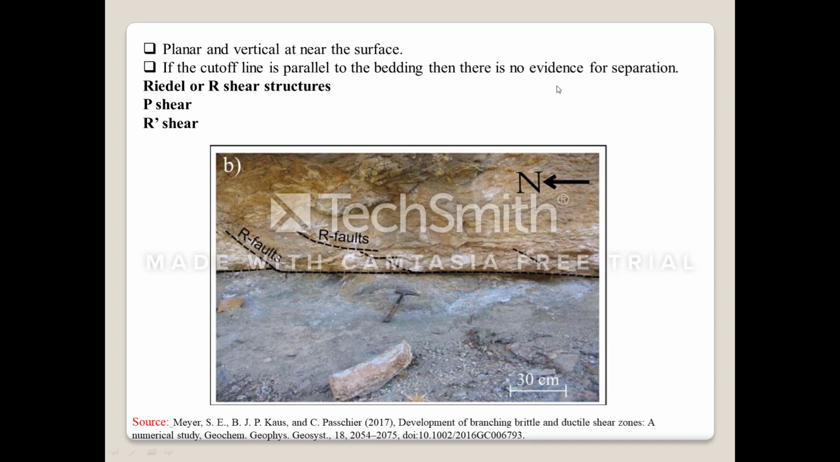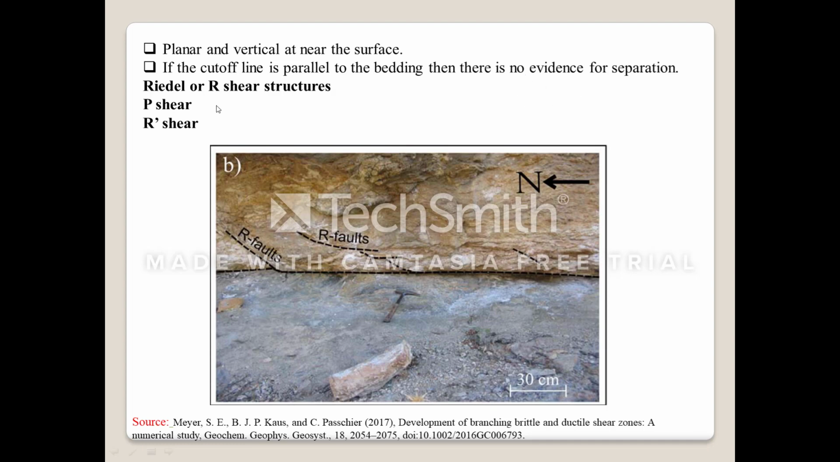This question is very important, meaning the examiner can ask it like that. Suppose we have a strike slip fault, so what should be the evidence of the separation in the vertical cross section? If the beddings are parallel, there is no evidence, and if it is in an oblique direction, then in the vertical cross section there should be evidence of separation.